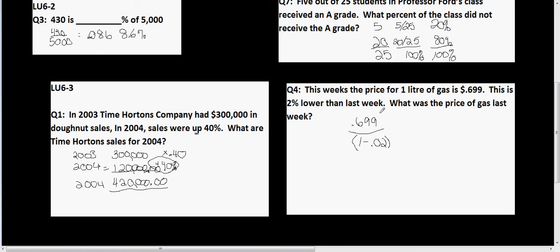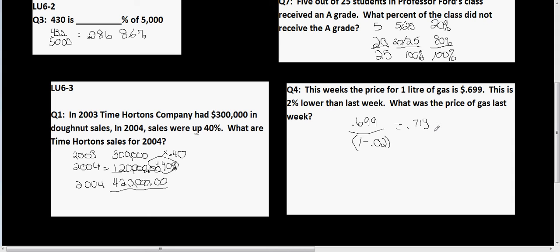So we see that this is going to be higher than this. 1 subtract 0.02 is 0.98. It's higher than 0.699. What does this end up with? We find a solution of 0.713. That is the price of gas last week.